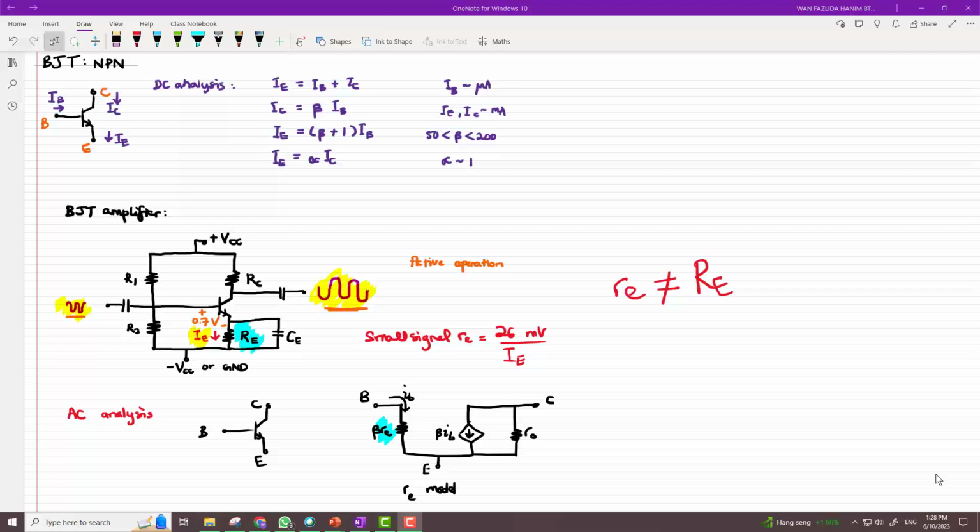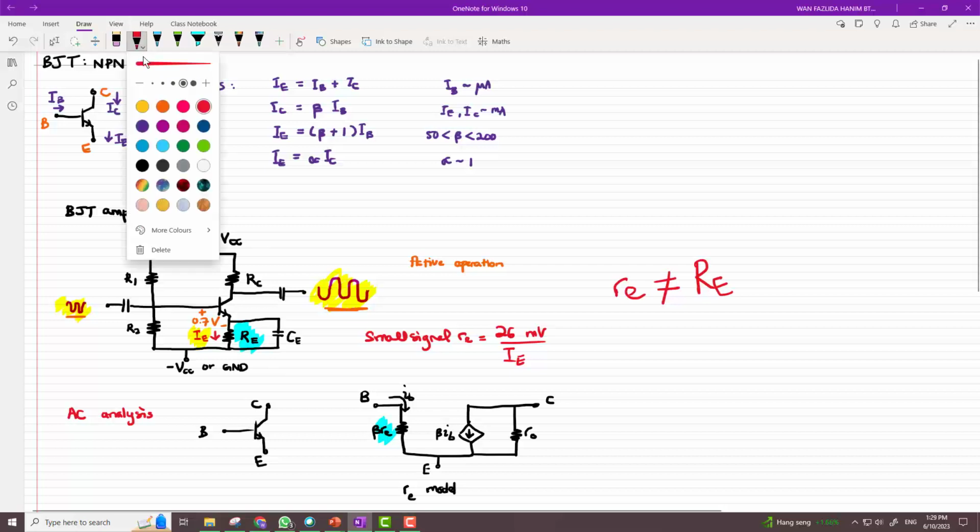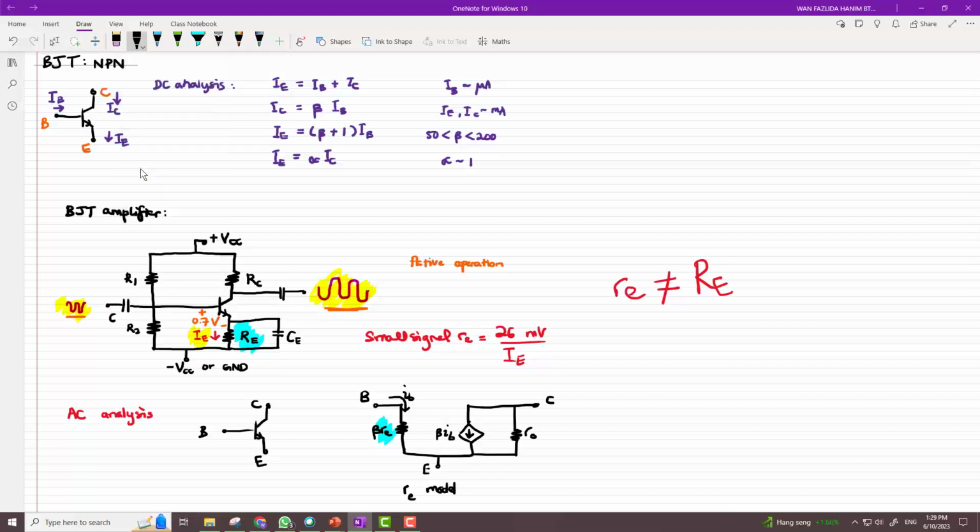When we want to analyze the BJT amplifier, we will first do the DC analysis. When we do the DC analysis, the capacitors, I did not label the name of the capacitors here. So let's say this is C1, this is C2. This input and output capacitances C1 and C2 will be an open circuit because in DC analysis, all capacitors become open circuit, and so does CE.